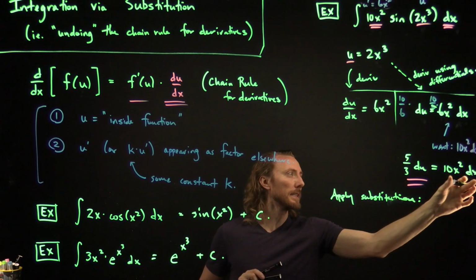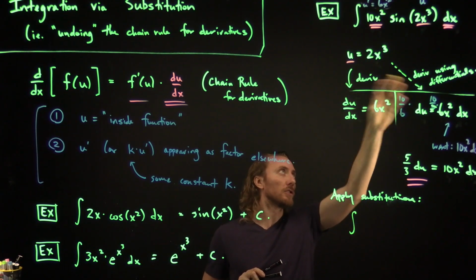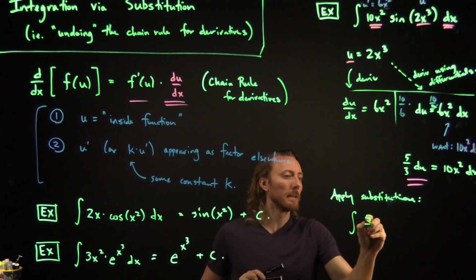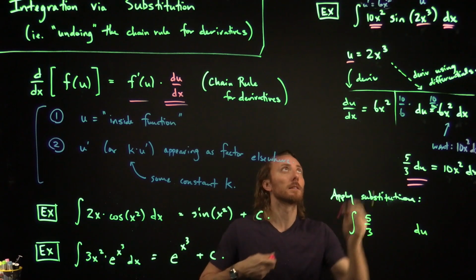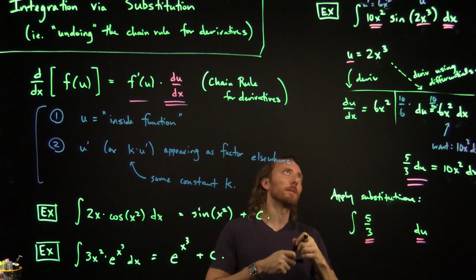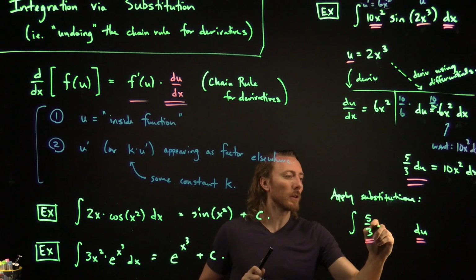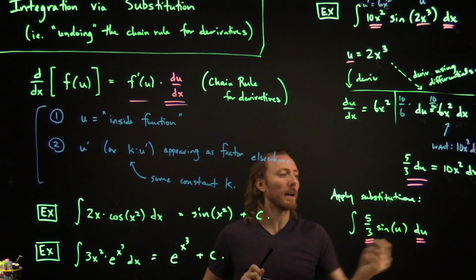Well, where we see 10x squared dx, we're going to replace it with 5/3 du. So that 10x squared dx is going to just be now 5/3 du. We've essentially replaced the 10x squared dx above with the 5/3 du down here below. And then what was inside, we also had the sine of 2x cubed, but now that's just sine of u.